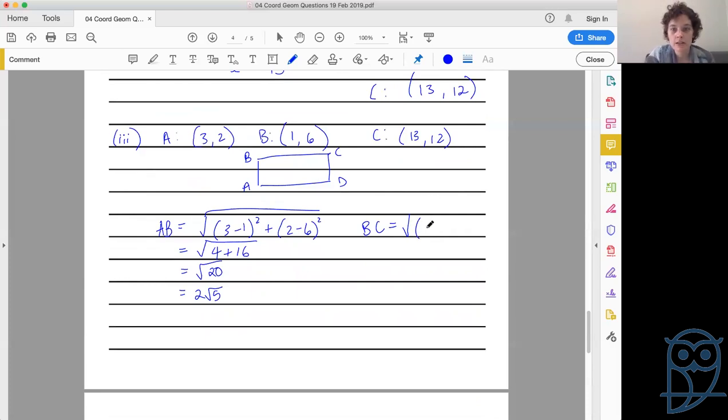So BC is 13 minus 1 all squared plus 12 minus 6 all squared. So square root, this is 12 squared, which is 144, plus 6 squared is 36, which is 144, 150, square root of 180. Oh, goodness gracious me. I know that simplifies. 180 divided by 5. What does that get us?